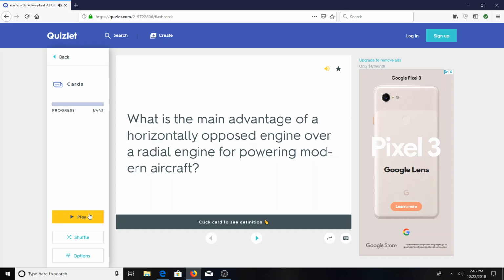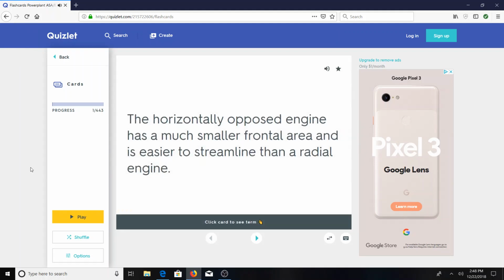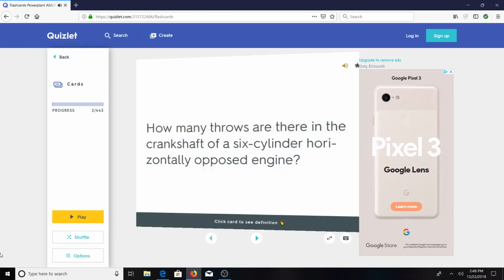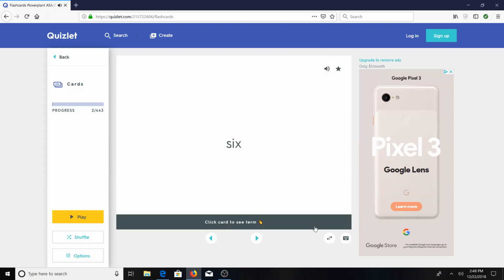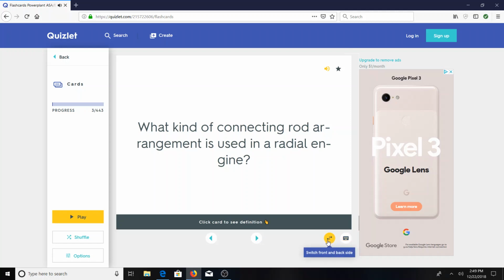What is the main advantage of a horizontally opposed engine over a radial engine for powering modern aircraft? The horizontally opposed engine has a much smaller frontal area and is easier to streamline than a radial engine. How many throws are there in the crankshaft of a 6-cylinder horizontally opposed engine? 6. What kind of connecting rod arrangement is used in a radial engine?